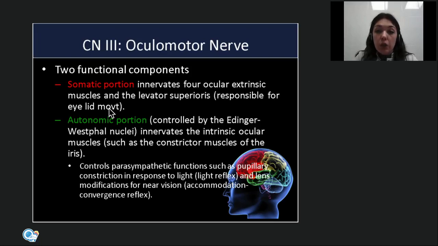So the function of this Edinger-Westphal nucleus is to control parasympathetic functions such as pupillary constriction in response to the light reflex, and also lens modification for near vision: accommodation, convergence, reflex. Actually, in detail, we discussed it in the topic of the organ of vision, yes?